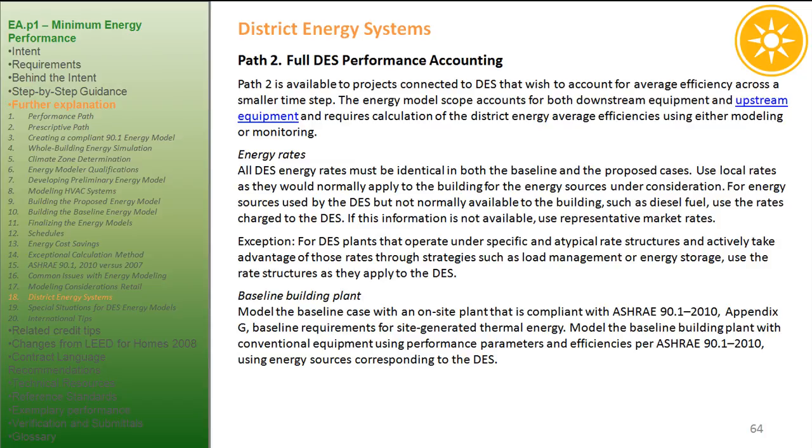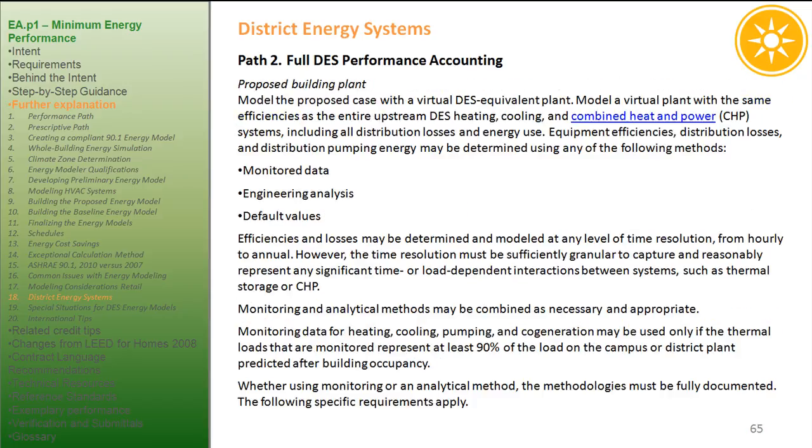Baseline building plant. Model the baseline case with an on-site plant that is compliant with ASHRAE 90.1 2010, Appendix G, baseline requirements for site-generated thermal energy. Model the baseline building plant with conventional equipment using performance parameters and efficiencies per ASHRAE 90.1 2010, using energy sources corresponding to the DES.